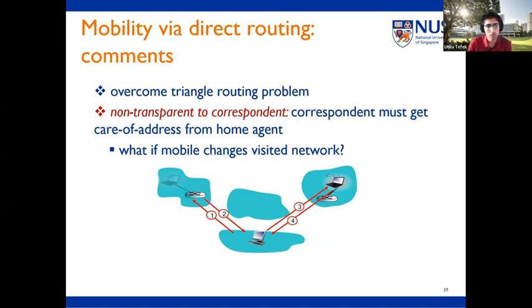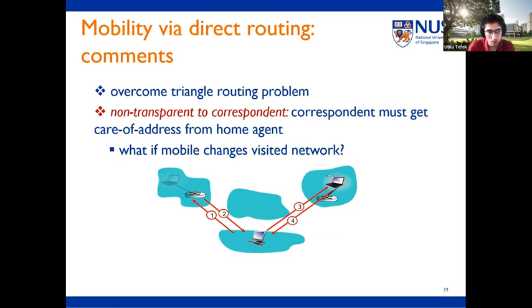So this direct routing overcomes the triangle routing problem. And this is unlike indirect routing, which is transparent to the correspondent. The correspondent doesn't even know that the mobile node is somewhere else. It doesn't know where it is. It doesn't know the care-of address of the mobile node. In direct routing, this whole thing is not transparent to the correspondent, because the correspondent must get the care-of address from the home agent.